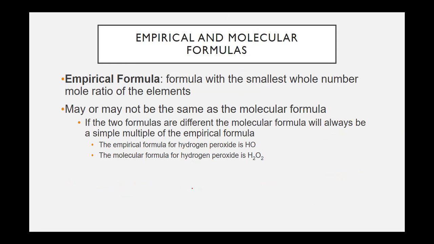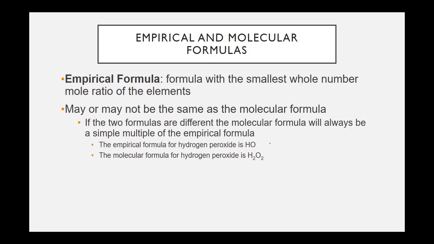So let's proceed naman with the empirical and molecular formulas. So empirical formula, the smallest whole number of mole ratio of the elements may or may not be the same as the molecular formula. So if the two formulas are different, the molecular formula will always be a simple multiple of the empirical formula. So for example, the empirical formula for hydrogen peroxide is HO, while its molecular formula naman ay H2O2. So parang minultiply yan ng 2 to.